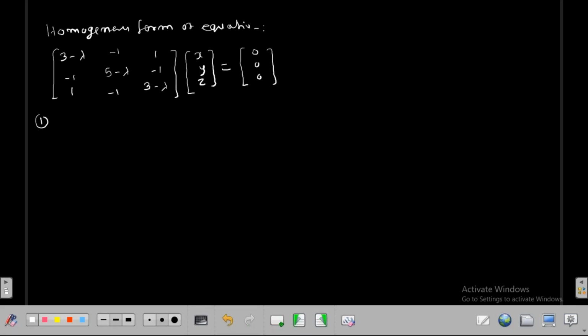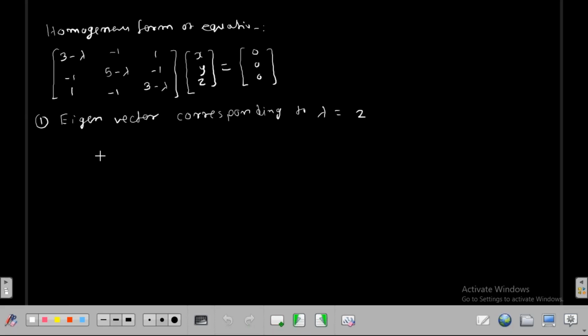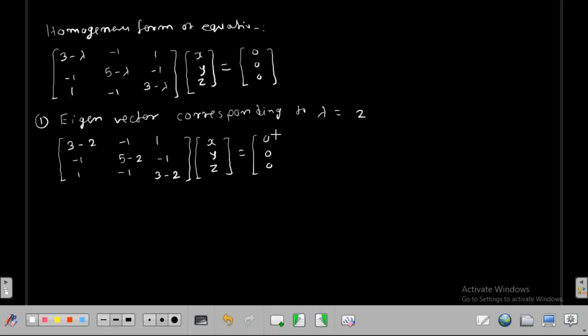Now find the first eigenvector corresponding to lambda equal to 2, this first number. So replace lambda by 2. So we get 3 minus 2, minus 1, 1, minus 1, 5 minus 2, minus 1, this 1 as it is, minus 1 as it is, 3 minus 2. Now here x, y, z equal to 0, 0 and 0.